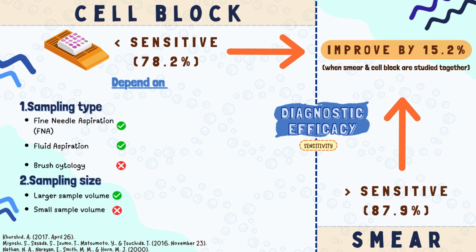Next, sampling size. Larger sample volumes provide a higher number of cells, increasing the likelihood of detecting malignancy. Conversely, small sample volumes may not contain enough tumor cells, leading to false negative results.